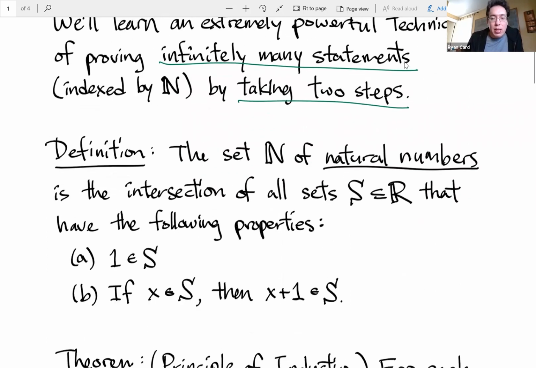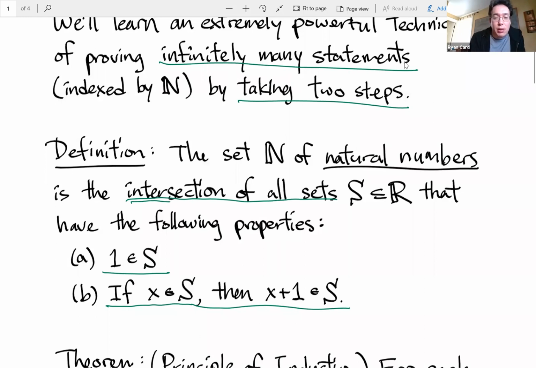Okay, the set N of natural numbers is the intersection of all sets S such that it has the following two properties. You include the 1, and if you have an element in this set, then that plus 1 is also in the set. So you have this smallest element 1, and there's always a successor, a number that's following it, that's 1 bigger. Now this is a really weird way to define things.